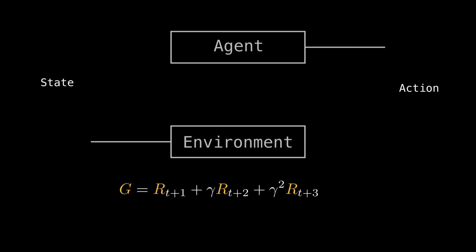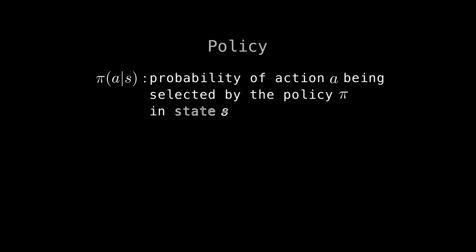The agent-environment interaction is repeated until a terminal state is reached. The sequence of interactions from a starting state until a terminal state is called an episode. We can use the interactions between the agent and the environment to build a policy, which tells the agent what action it should take in each state. Formally, a policy is a function that maps states to probabilities of selecting each possible action.